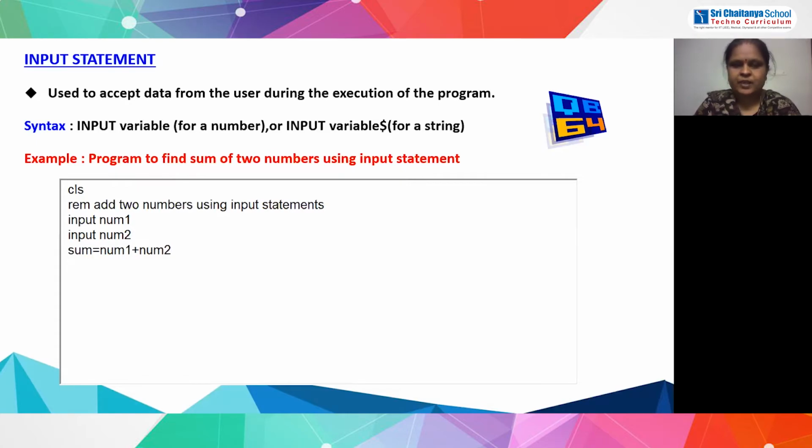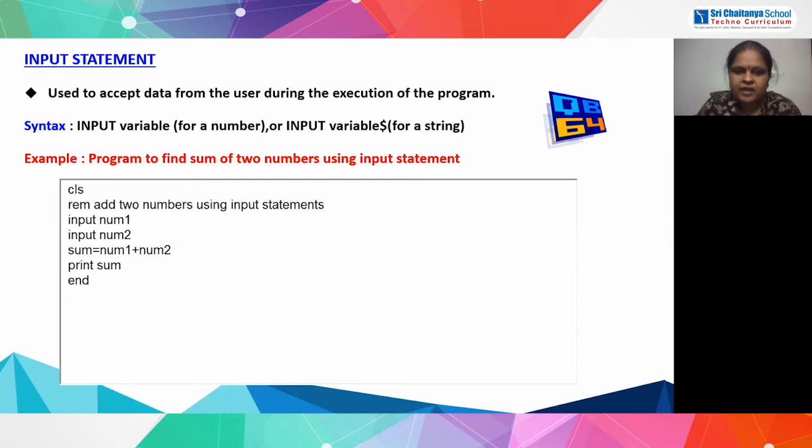Next, print sum. Next, end. So what will happen in this program? In this program, I have taken two variables as num1 and num2, where I have not assigned a value to the variable. When I run this program using F5, what will happen?